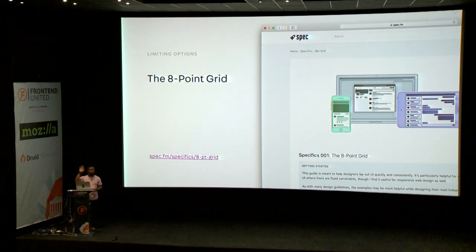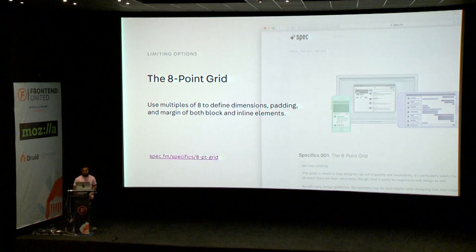Does anyone here use an 8-point grid? Has anyone heard of this? Okay, a few people. So this is what an 8-point grid is. The general premise is that you use multiples of 8 to define dimensions, padding, margin, or both, of block and inline elements. Essentially, it's like picking a magic number for your designs, except that you give it meaning by using it consistently. And it doesn't have to be an 8-point grid. It could be a 7-point grid, or a 9-point grid, or a 10-point grid. But basically, everything in your document, in your CSS file, is multiples of whatever point size you choose.